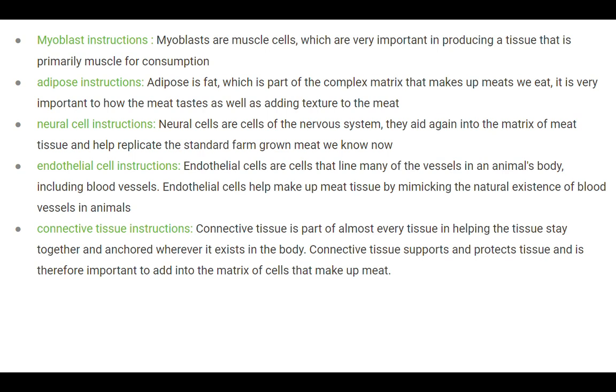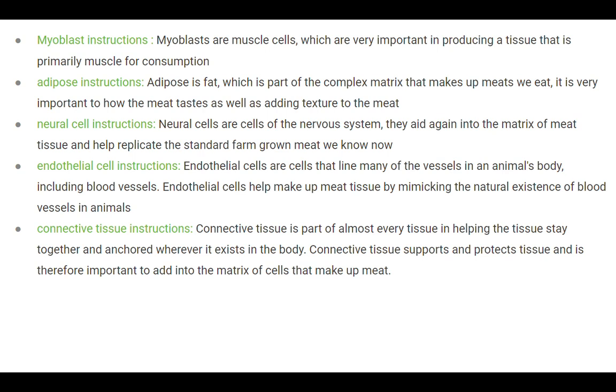So myoblast cells are muscle cells. So of course they are very important to producing tissue that is primarily muscle for consumption. When we eat meats, most of that meat is in fact muscle cell. So this would be the main component, very important. We should have these instructions.